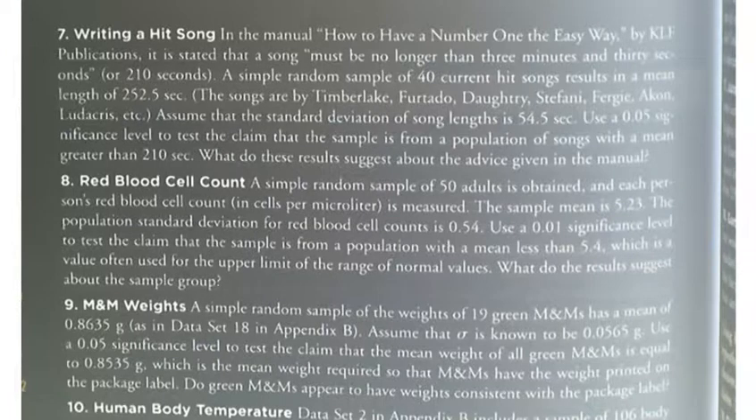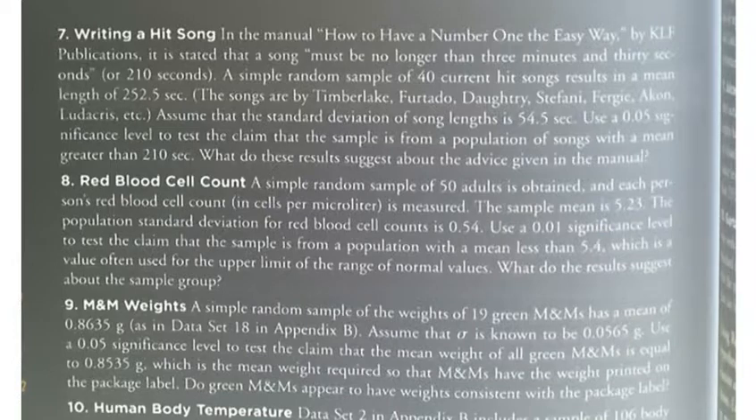A simple random sample of 40 current hit songs results in a mean length of 252.5 seconds. Assume that the standard deviation of the song lengths is 54.5 seconds. Use a 5% significance level to test a claim that the sample is from a population of songs with a mean greater than 210 seconds. So basically you're testing whether or not the advice given here is good.